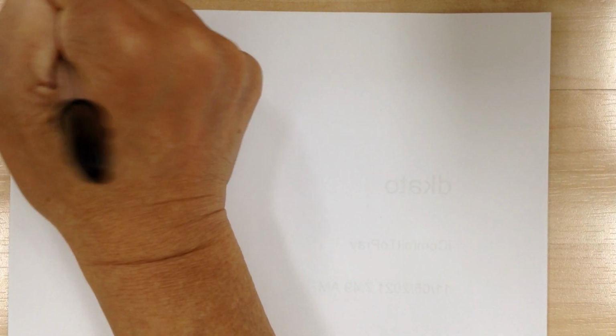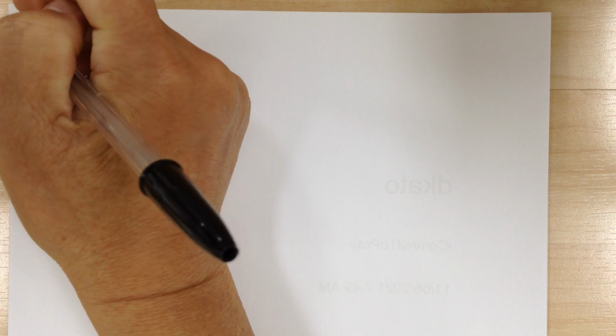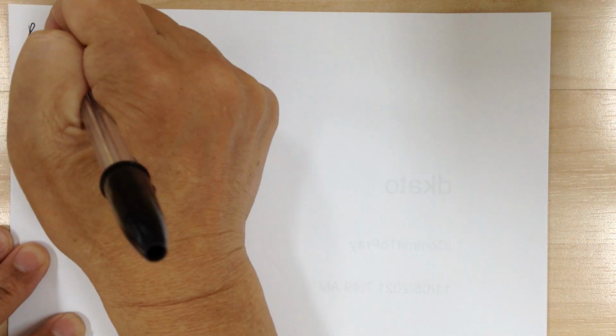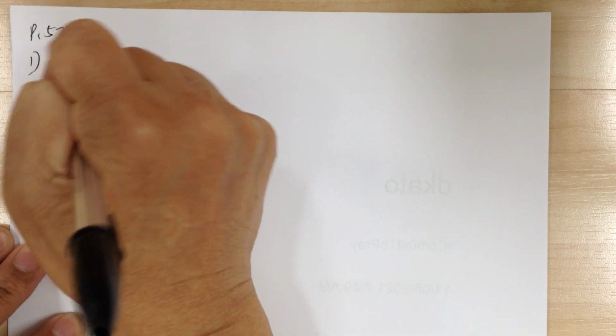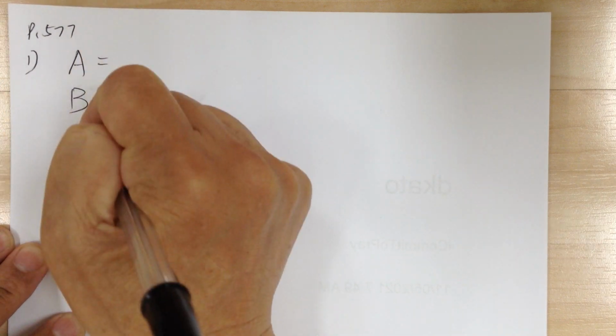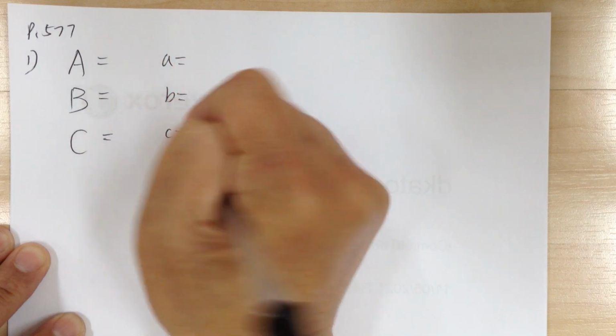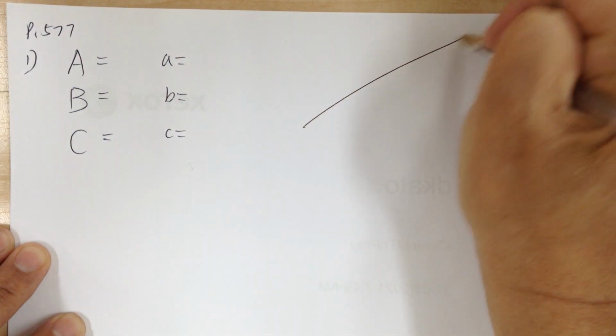Let's go to page 577 and start with number 1. Okay, so this is solving the right triangle. When you're solving for the triangle, you want to get all your information together. So you got capital ABC and small abc. That way you can make sure that you don't miss anything.